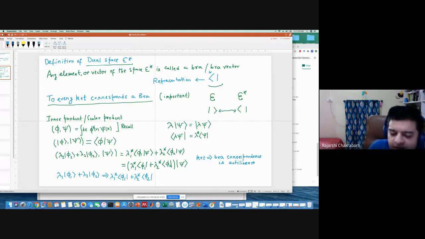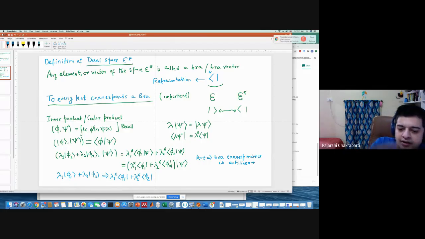Antilinear means when I multiply lambda 1 with psi 1, if I want to do the same thing in the bra space, then I should multiply that bra with lambda 1 star. You understand? This is exactly what I meant here. Is this clear? This is called the ket to bra correspondence being antilinear. It would have been linear if we had only lambda 1 or lambda 2, not star.